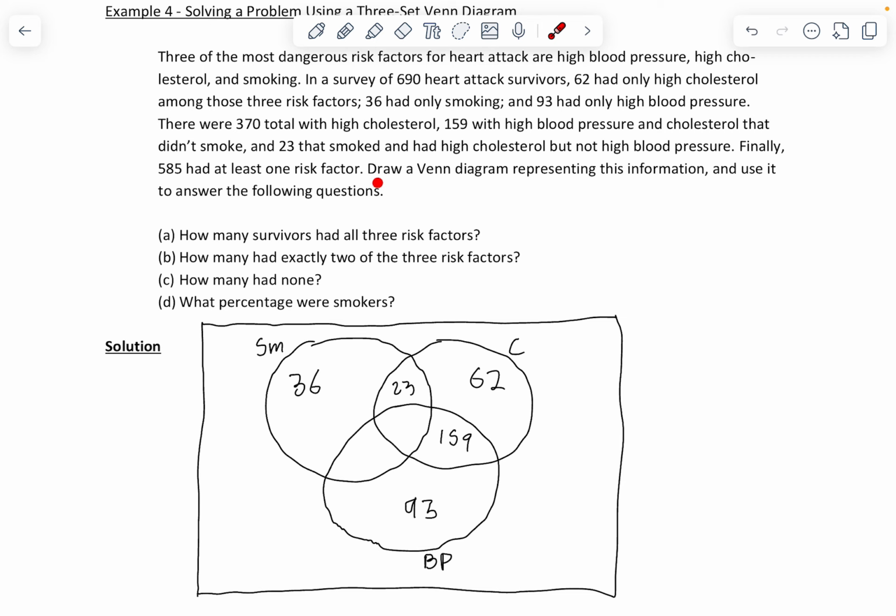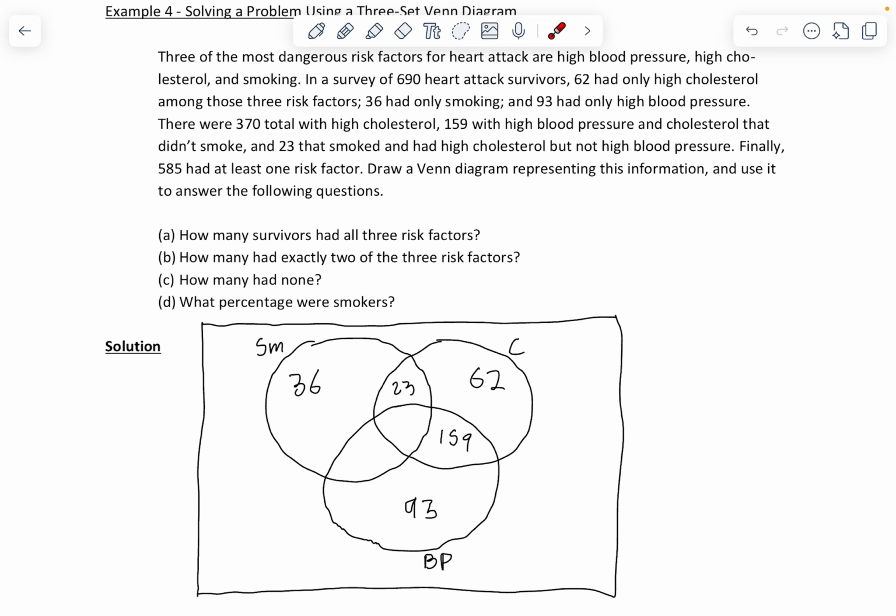Finally, 585 had at least one risk factor. That means the sum of all of these regions has to add up to 585. But there's still 2 regions that I don't know. If I can figure out what goes into one of these 2 regions, I could figure out the rest by subtracting from 585.